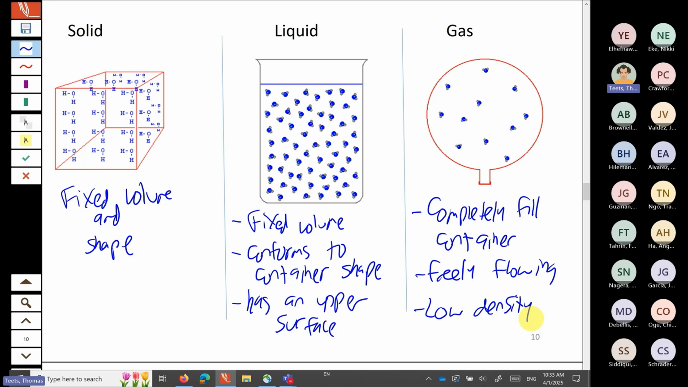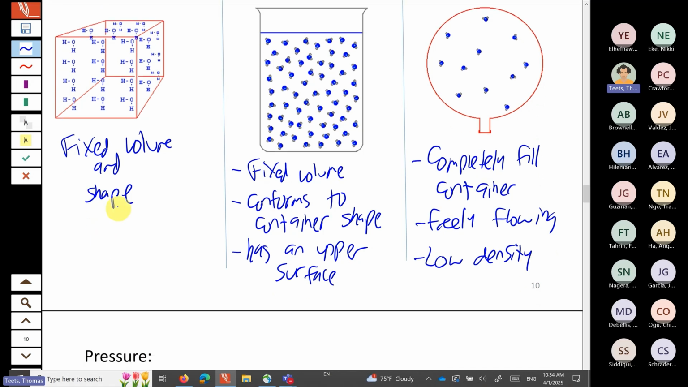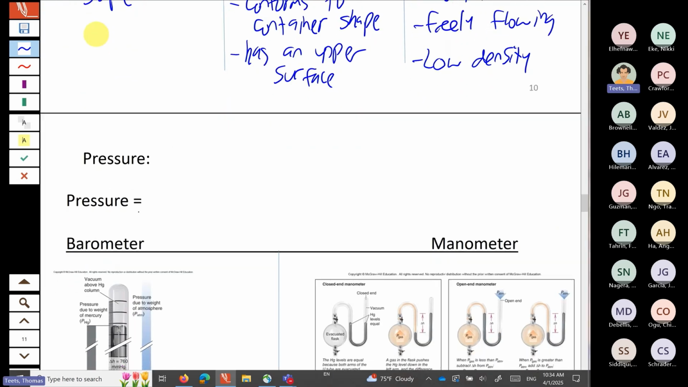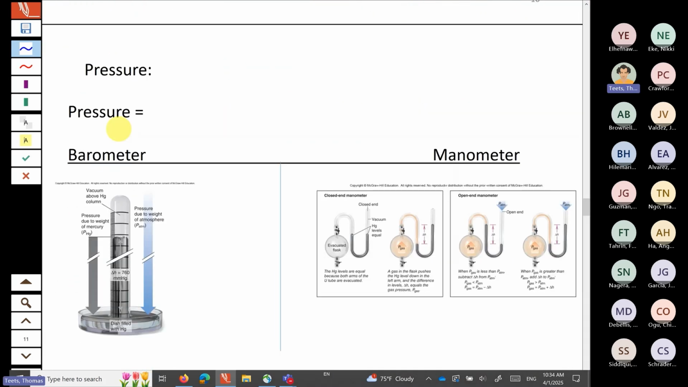But the first thing we have to talk about are some of the key properties of gases, how we measure them, and how they relate to each other. The first of those, which we saw a little bit in chapter 7, is pressure. As we described there, pressure is defined as force divided by area.